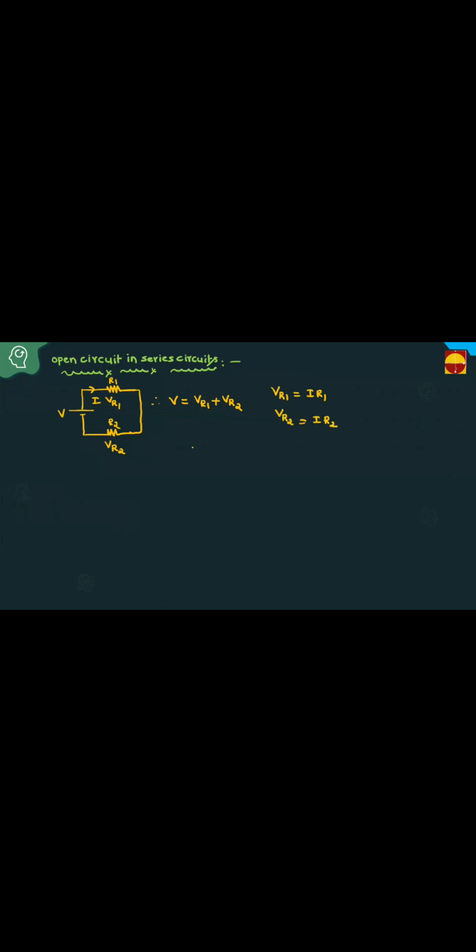If it is open circuited, like this is R1 and this is R2 and this is open circuit, with the source V. Now what is the current in the circuit? I equals 0. If I equals 0, what is VR1? 0. What is VR2? 0. But what is the open circuit voltage? The open circuit voltage equals V. That is VOC equals V. This is the observation for series circuits.